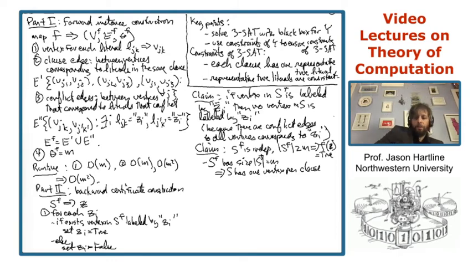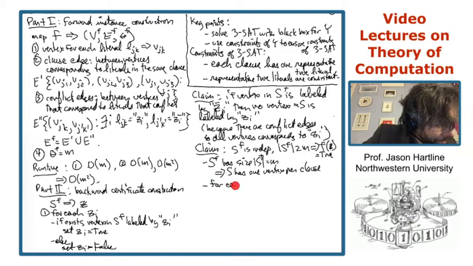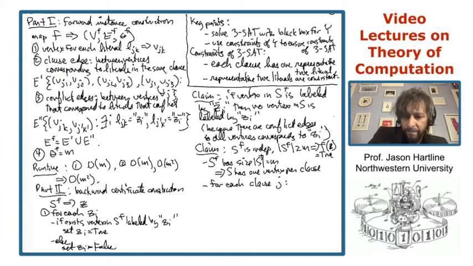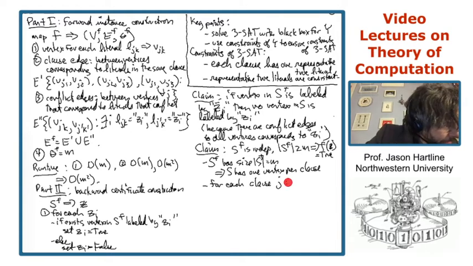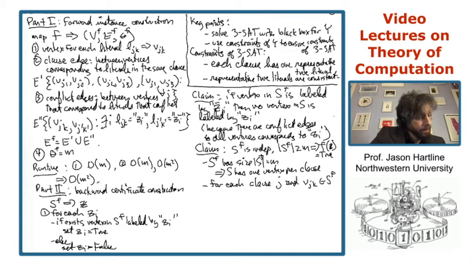Okay, and now we're just going to check that, again, we want to show that this formula is true on this assignment. So let's just check for each clause that each clause is true. So for each clause j and vjk, which is in S. Remember, S has one vertex per clause, so let vjk be that vertex in S.